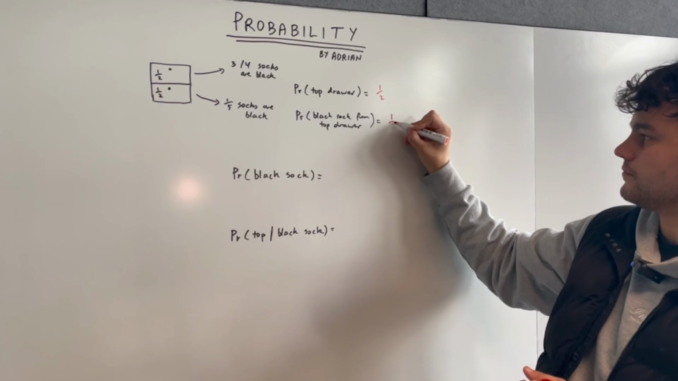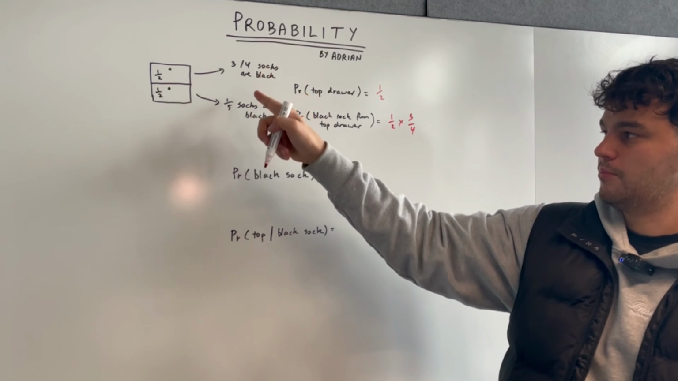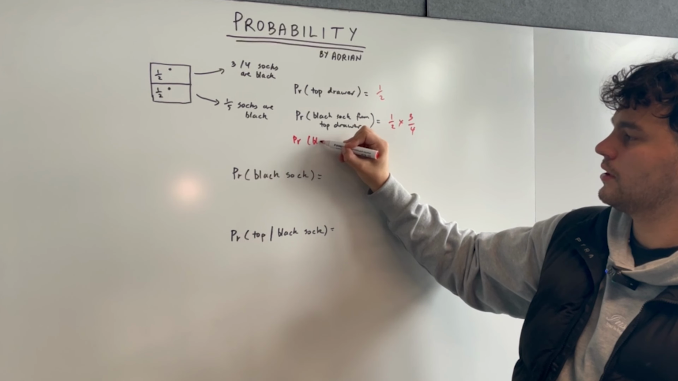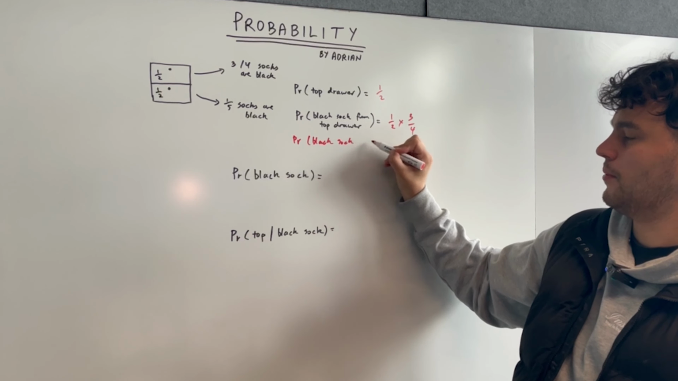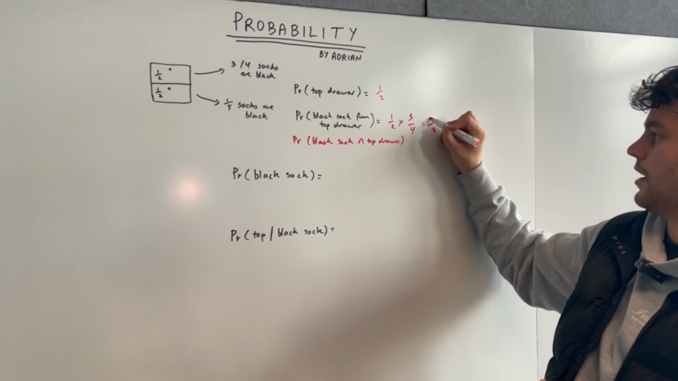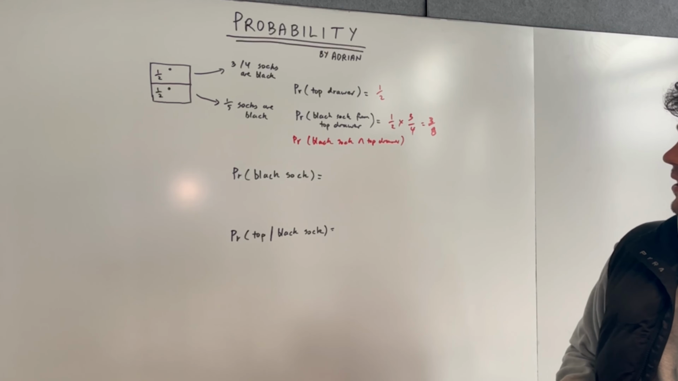Now, if you want to show even more working out, to be honest, it's unnecessary. But if you want to understand where this comes from, it's because these individual probabilities are independent events. So we say the probability of black sock intersected with top drawer. But obviously you just have to take into account that this black sock probability changes depending on which drawer you choose. So it's 1/2 multiplied by 3/4, which just becomes 3/8. I'll just write that a bit bigger.